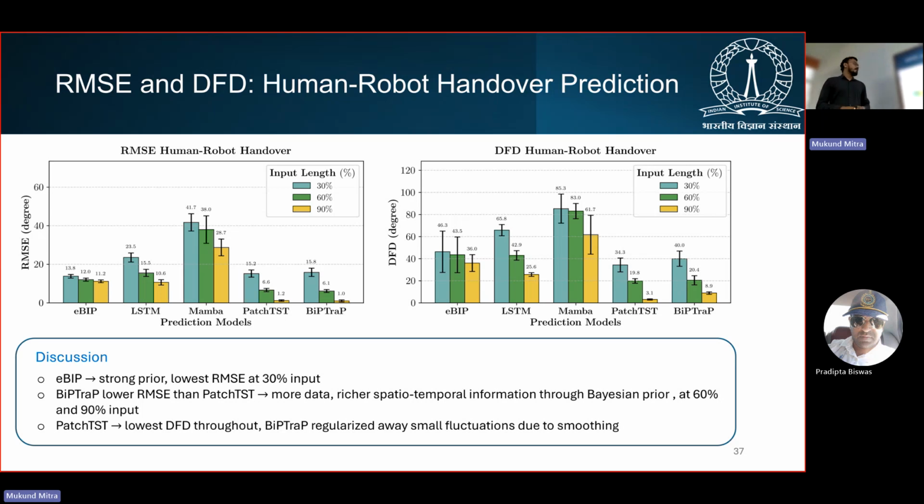If we see the DFD scores, there's a somewhat complementary trend. With PatchTST, we see that the DFD is lower throughout, and lower DFD means that the shape is better predicted. Whereas BibTrap has comparatively higher DFD as compared to PatchTST, because BibTrap regularizes away the small fluctuations due to smoothing.